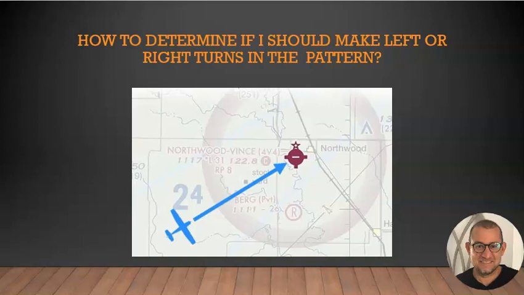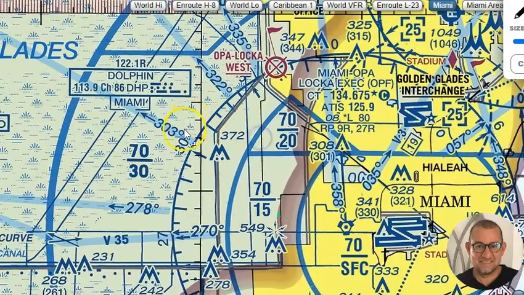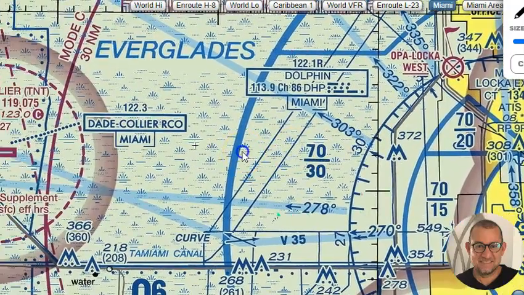Using a sectional chart, today I'm going to help you determine if you should be making left or right turns in the traffic pattern. So I went over to skyvector.com and typed in KMIA for Miami International Airport. This is part of the Miami sectional chart. Now I'm going to start scrolling west of the airport, west of Miami.